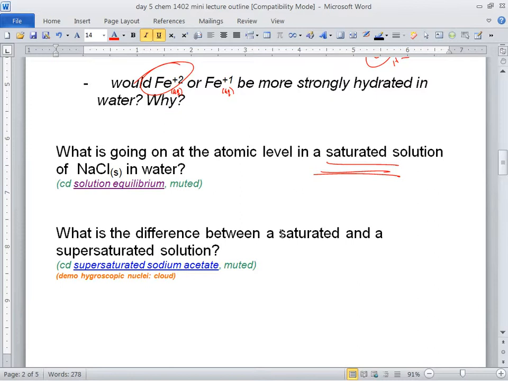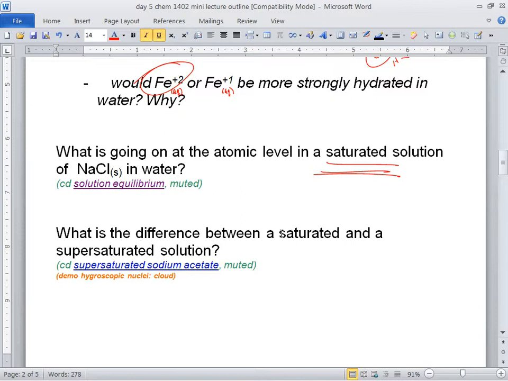Supersaturated, Cameron, must mean what? It's not even possible, right? Because supersaturated means it has to hold even more. But we pulled it out. It's holding as much as it possibly can. So you can't do that with this. But solutions, you can get them to dissolve more.